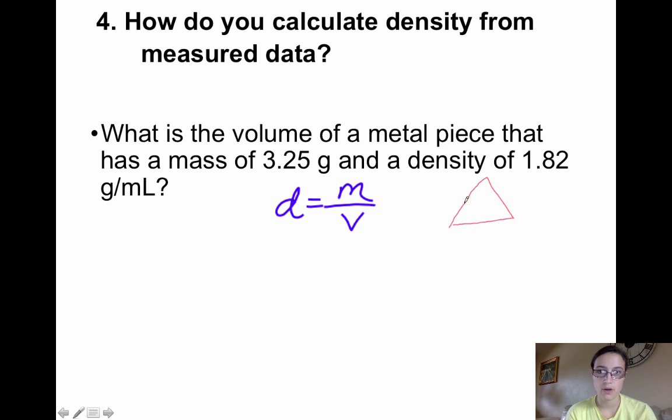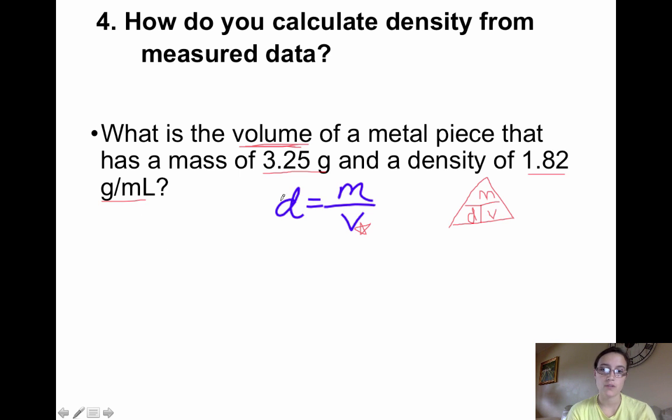If you are someone that likes shortcuts, this triangle is definitely a good shortcut. So density equals mass over volume. All right, just memorize that triangle. So what is the volume? We are trying to find volume. We need to solve for the volume of a piece of metal that has a mass of 3.25 grams and a density of 1.82 grams per milliliter.